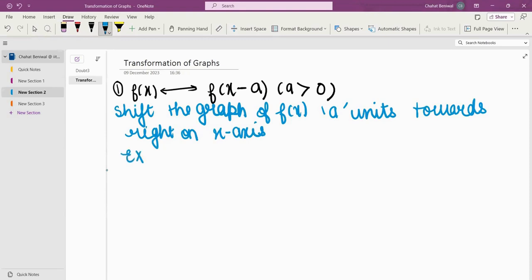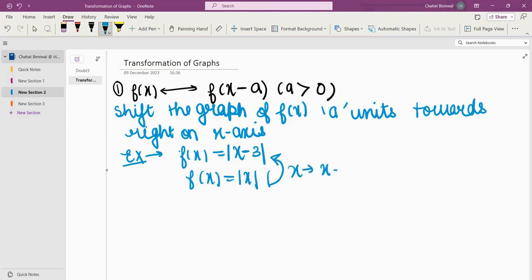So let us take an example in which we have to make the graph of f(x) is equal to modulus of x minus 3. Okay. So what transformation are we applying? If we consider the function before transformation, it would be f(x) is equal to mod x. And then we are converting from this to this using x replaced by x minus 3.